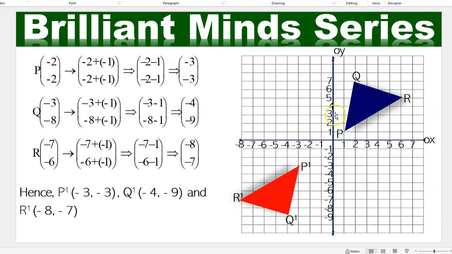When you go up, it's positive 3. But this Y value is negative, so we are going to go down. So negative 3 and then negative 3. Where they intersect or meet, we locate our point P1. Q1, negative 4, negative 9. Negative 4, negative 9. Where they intersect or meet is our point Q1. And then R1, negative 8, negative 7. So negative 8 and then negative 7. That is our R1. So that is the shape. It's almost the same.